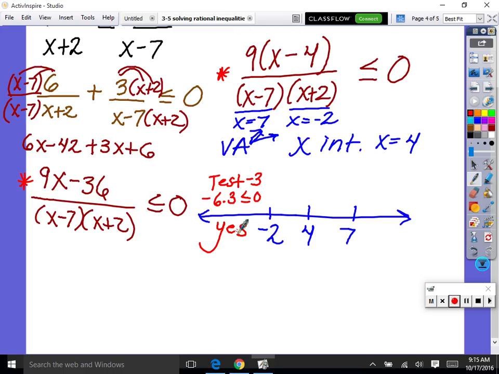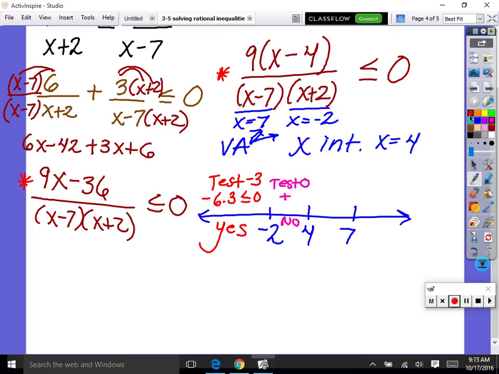All right, and then let's test between negative 2 and 4. Let's test 0, because that's the easiest. If you test 0, won't that be negative 4 over, you plug in 0. Oh, never mind, that won't be negative 4, sorry. Plug in 0, that would be negative 36 over negative 14. Won't that be positive? Everybody, do you understand what I'm saying? So you get positive. So that's not less than or equal to 0, correct? So we'd say no.